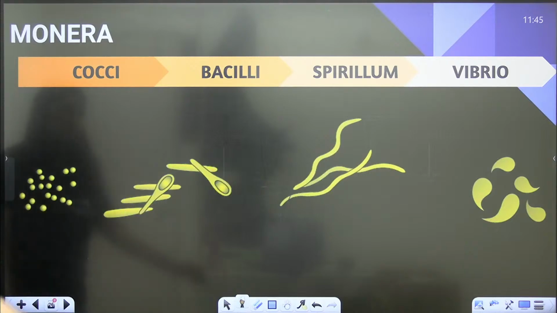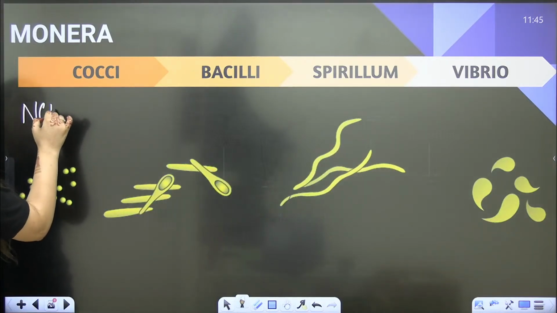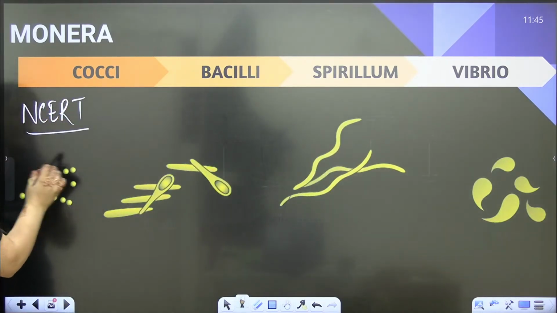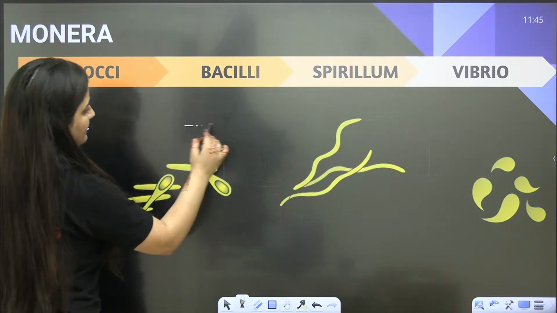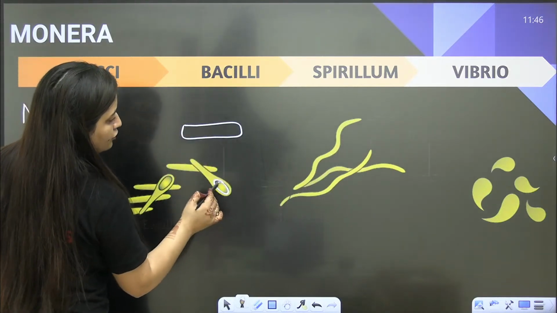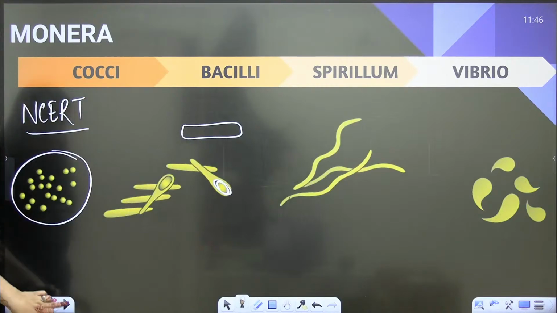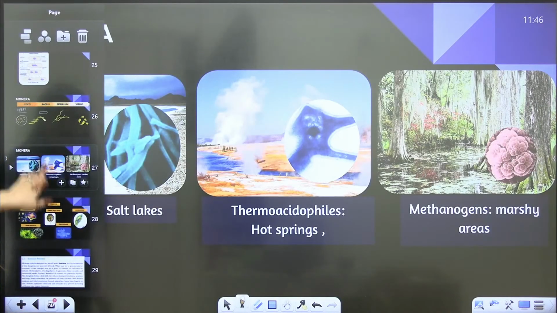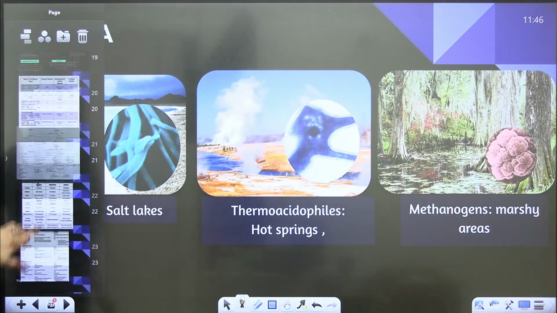See the shapes. This diagram is from NCERT. You can see spherical, bacillus, the one showing the endospore, the spirillum, and comma shaped. So that's what we have to cover.